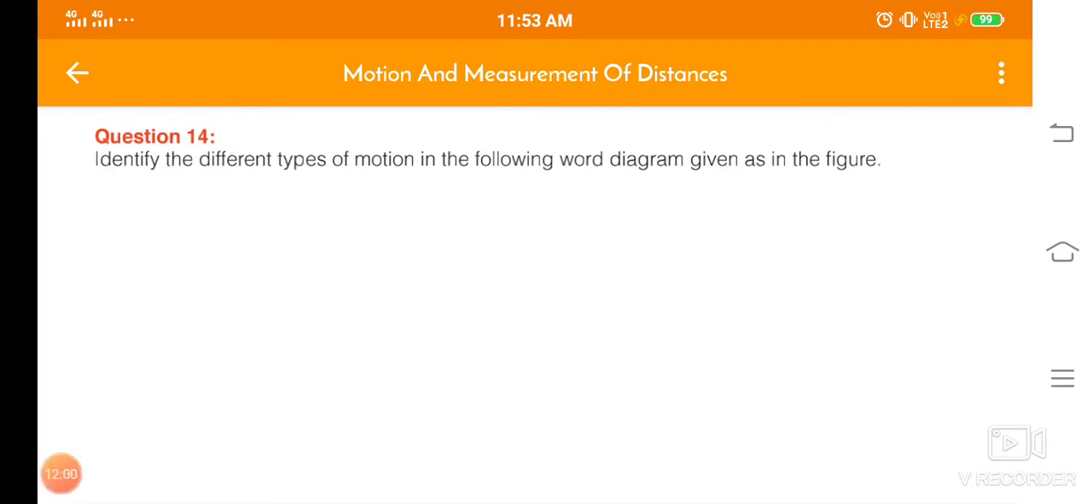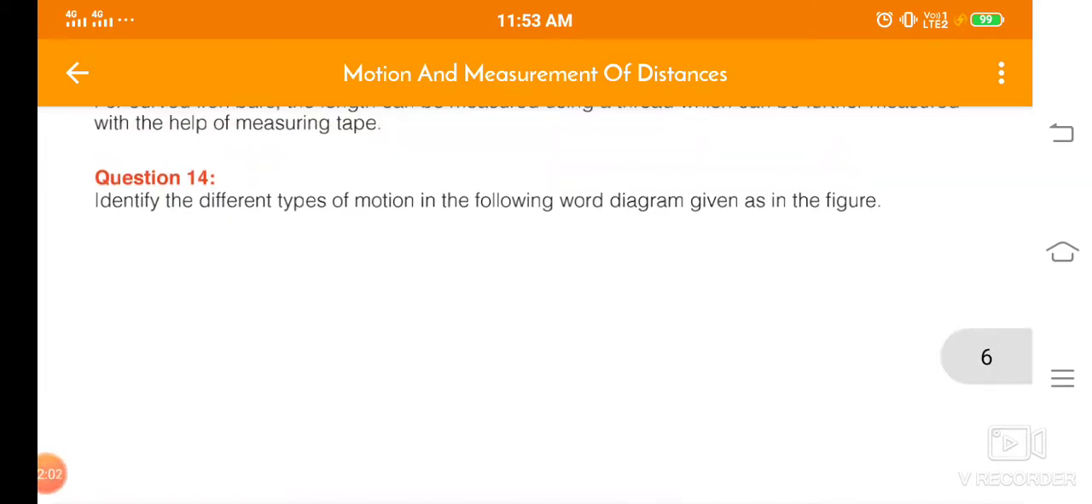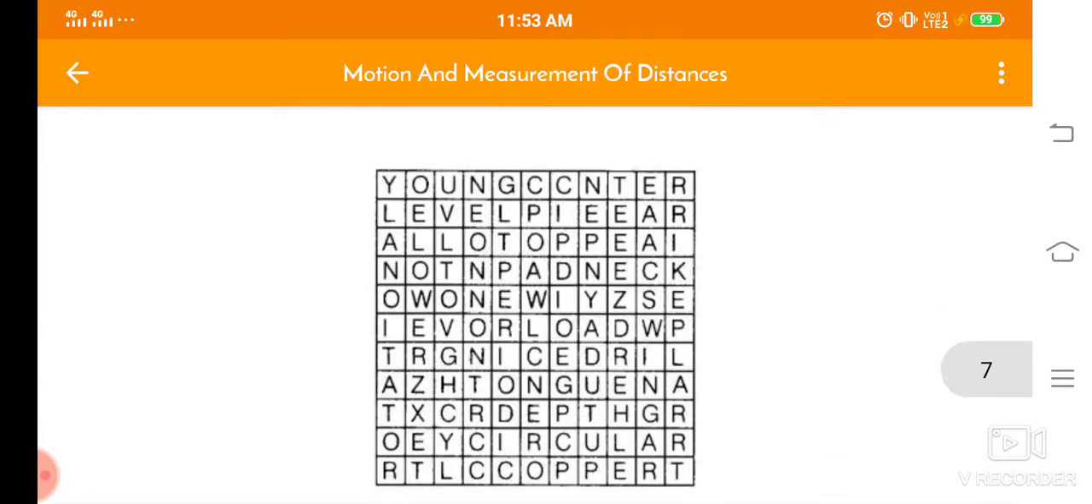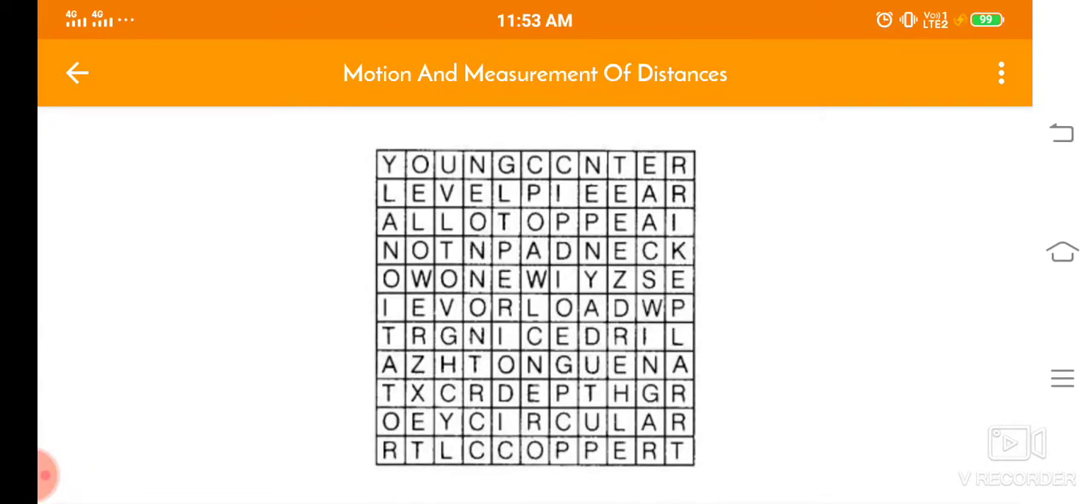Question number 14. Why? Because question number 14 is very important. Identify the different types of motion in the following word diagram given as in the figure. This is figure and identify.